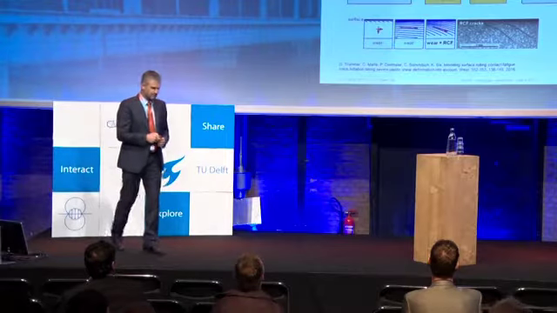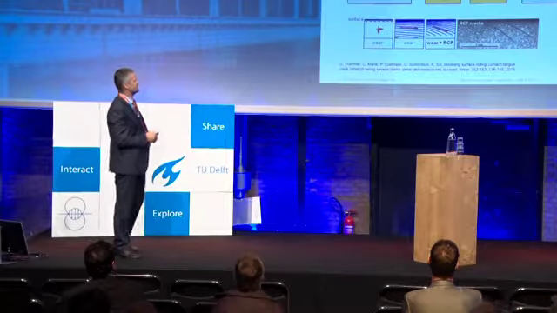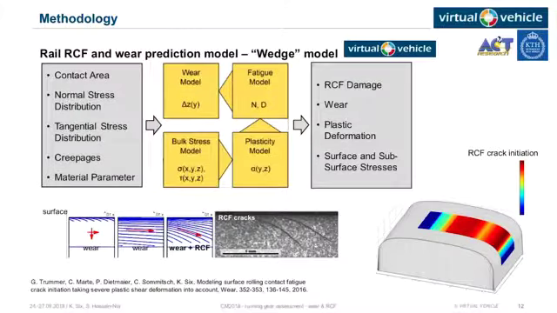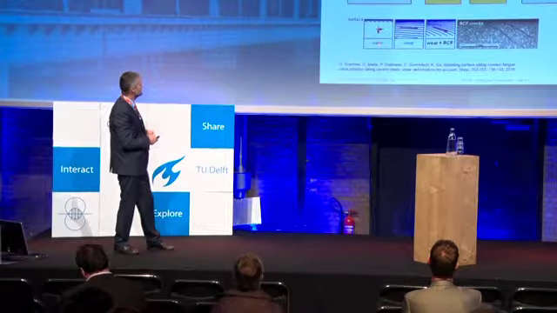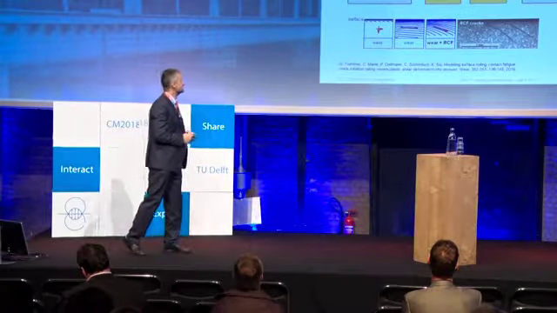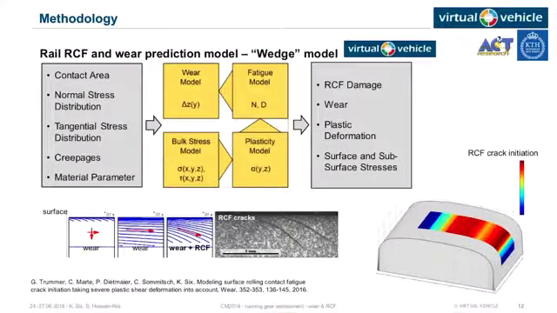Let me come to the rail RCF prediction model. There we use the so-called wedge model, which has been developed at Virtual Vehicle. The main idea of this model is that the cracks always grow along this aligned microstructure on the rail surface because of these huge plastic deformations. Therefore, the model has a stress model and a plasticity model to approximate this plastic shear deformation in the surface near layer. We call it the crack initiation layer. Then we have a fatigue model, and we also remove some of the damaged material from the surface.